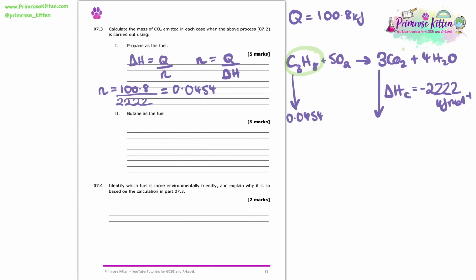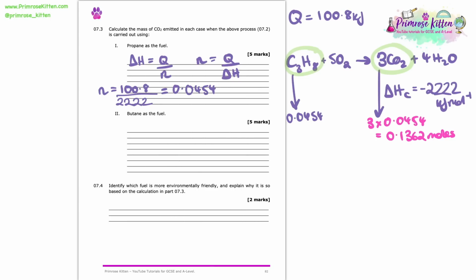Now to find the number of moles of carbon dioxide, we use the fact that we have a 1:3 ratio. So we can work out the moles of carbon dioxide by doing 3 times 0.0454. And that gives me 0.1362 moles of carbon dioxide.